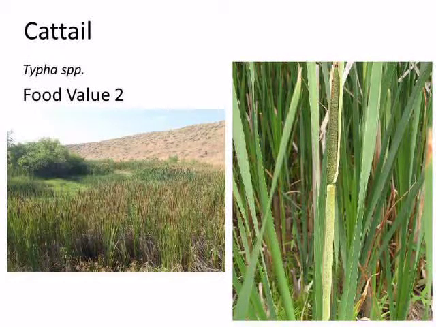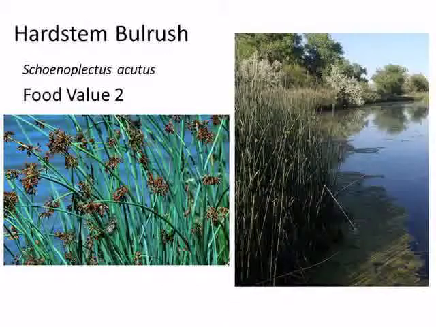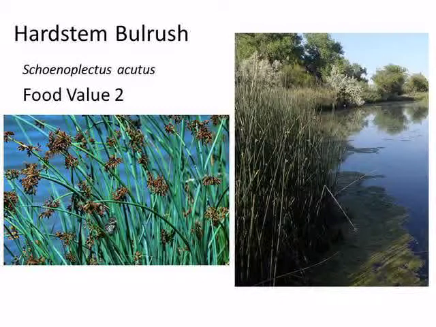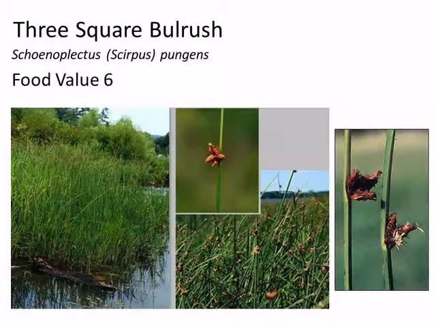We get to some of our persistent emergent plants like cattails. Not great food value. They create a refuge area for invertebrates to grow, but not one of our more desirable plants. Hard-stem bulrush, also a persistent plant, a later successional stage plant, not one of our target plants. One of our sedges, though, does have pretty decent food value for the seeds, and that's three-square bulrush. Those are some of the common plants that I see out there, and that we might be talking about.